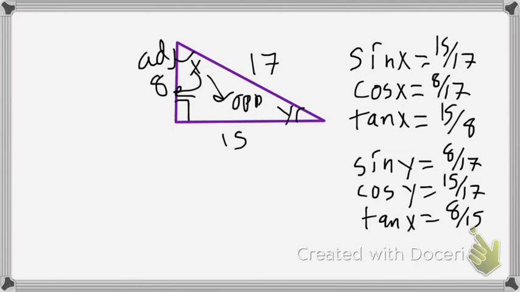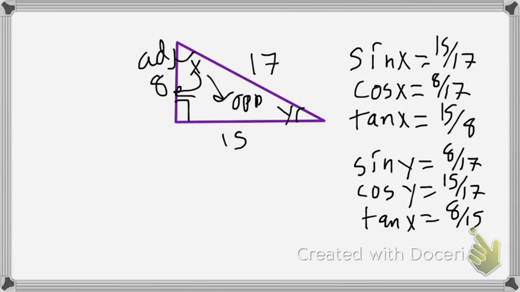Do it for y, and those would be my answers. Because remember, the sine of y and the sine of x are going to be different because we're looking at it from a different position. From the x position, 15 is opposite. From the y position, the 15 is adjacent.